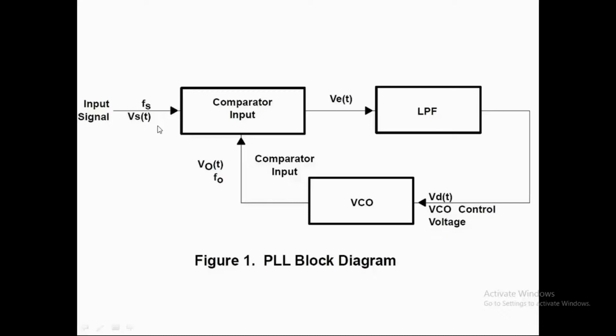When an input signal VS is applied, the comparator compares the phase and frequency difference of the input signal and the output of the VCO, and the error voltage is filtered by the low-pass filter and applied to the control input of the VCO. The input of the VCO varies in a direction that reduces the frequency difference between the VCO and the input signal. When the frequency of the input signal is sufficiently close to the VCO frequency, the closed loop of the PLL forces the VCO to lock in frequency with the input signal.